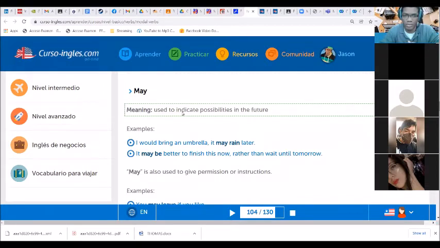Meaning used to indicate possibilities in the future. Examples: I will bring an umbrella. It may rain later. It may be better to finish this now rather than wait until tomorrow. May is also used to give permission or instructions.